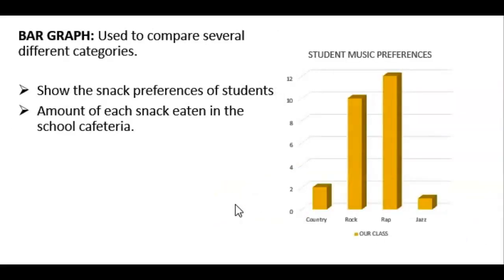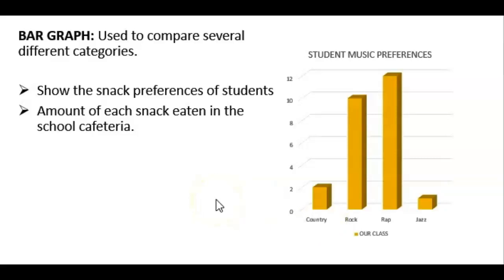A bar graph is used to compare several different categories. This picture here is an example of a bar graph. Examples of when to use this bar graph could include to show the snack preferences of a student, or the amount of each snack eaten in the cafeteria.